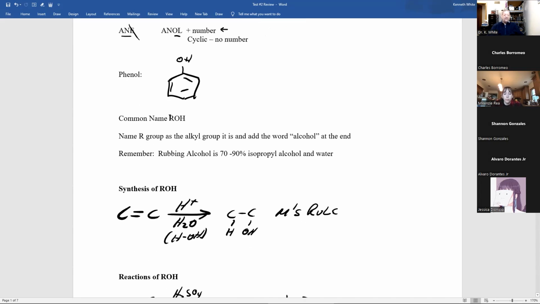Now, at this point, I talked about common names. And for the common name of alcohols, usually the smaller ones, you name the alkyl group that the hydroxyl group is on, the R group, as an alkyl group, and then add the word alcohol. And remember, rubbing alcohol has 70 to 90% isopropyl alcohol, and the remainder is water.